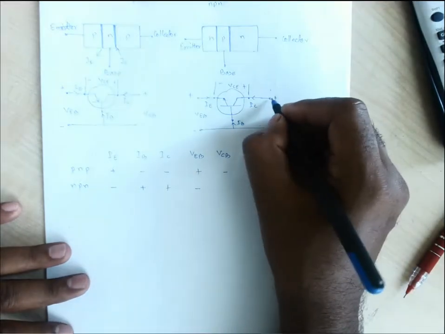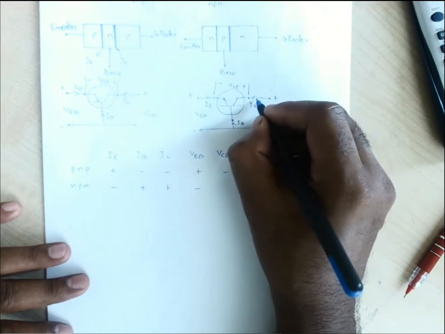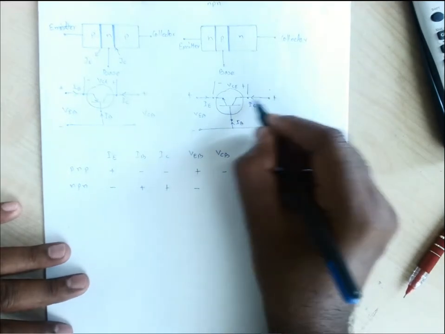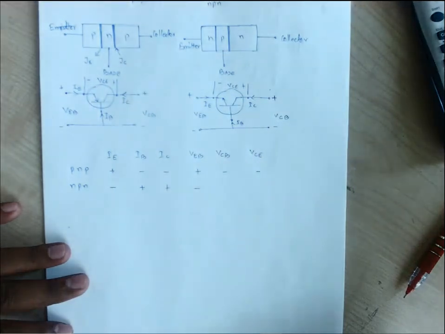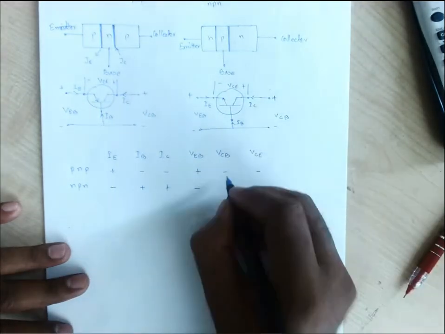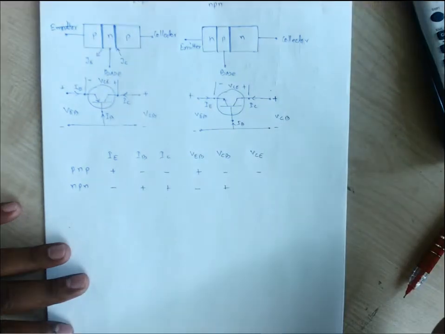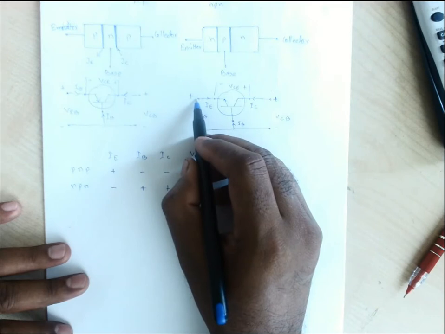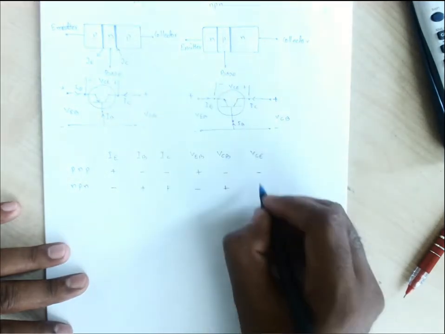VCB: the flow of current is the same as the direction we have taken. We have taken the direction in this way, and current flows also in the same direction. So we can consider this terminal positive, this terminal negative. It is the same as the direction which we have considered. VCE should also be the same because this terminal we have taken as negative. So plus minus, it is the same.